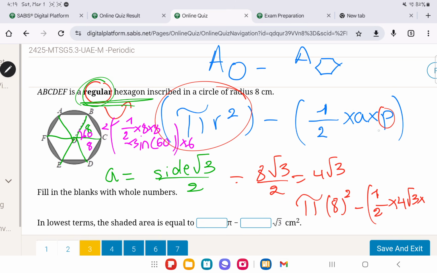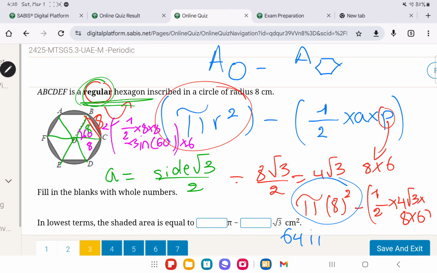What is the perimeter? The perimeter is very simply the side 8, because we know that this side over here is 8 because it's an equilateral triangle, times 6. So times 8 times 6. You put them on the calculator, but put them separately. This is easy. You can do it mentally.